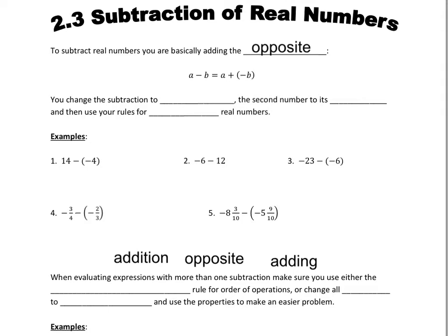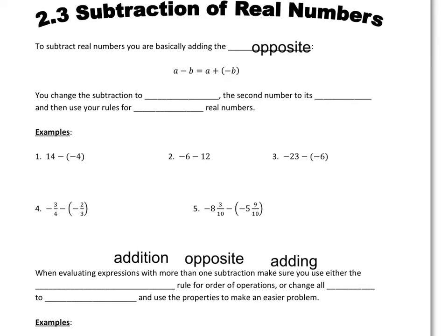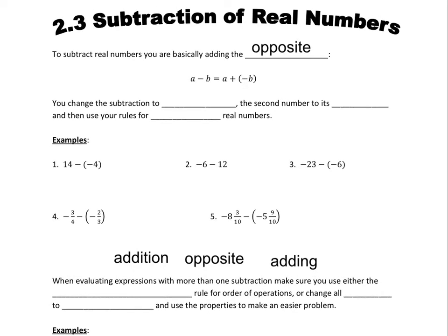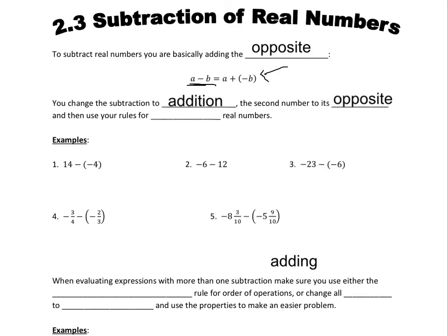So subtracting, basically if you have a minus b, that's the same as a plus the opposite of b. What you're doing is changing the subtraction to addition and the second number to its opposite. The number right after the subtraction sign changes to its opposite, and then you use those rules for adding that we already went over.